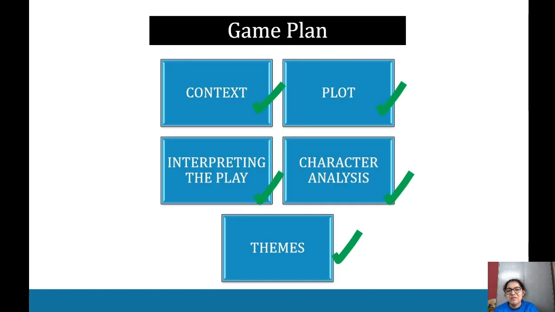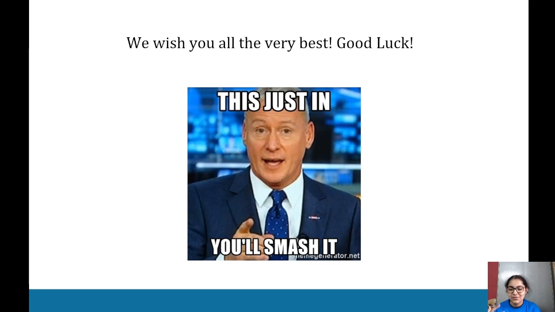That's done. So we've looked through the context, we've looked at the plot, we've looked at how to interpret the play using context, language features, and the recurring motifs and symbols. We've gone through character analysis, and we've looked at the themes. Now, if you've got any questions whatsoever about any of these, anything you want me to go over again, please ask. So that's it in terms of the slides.